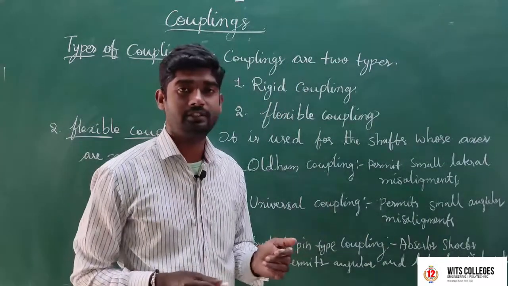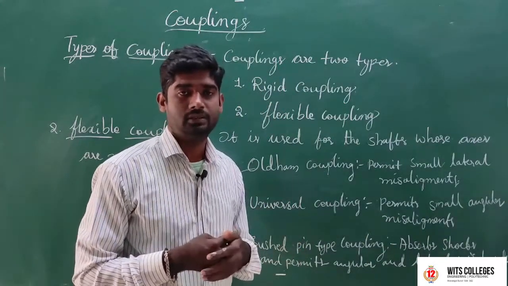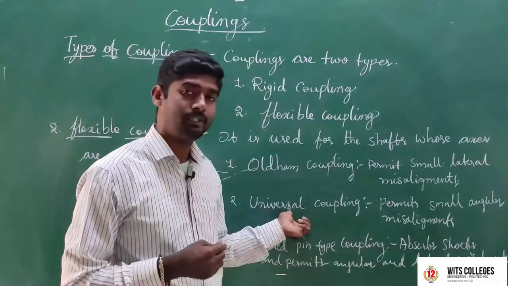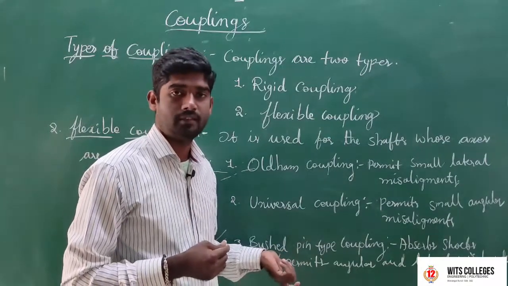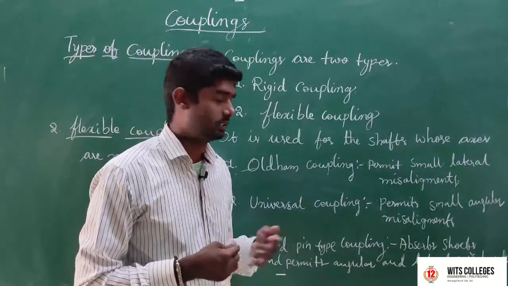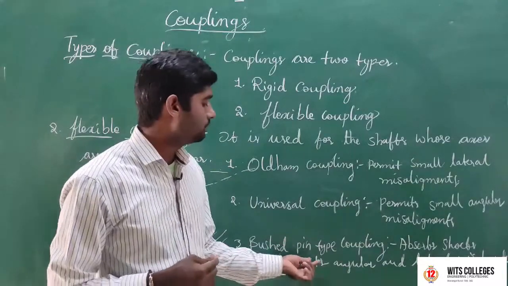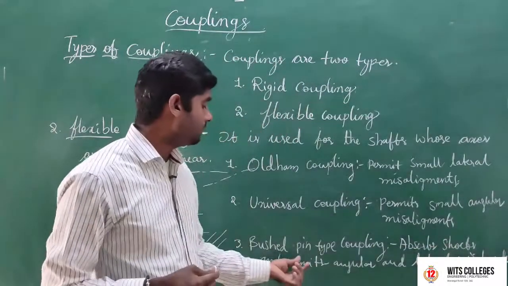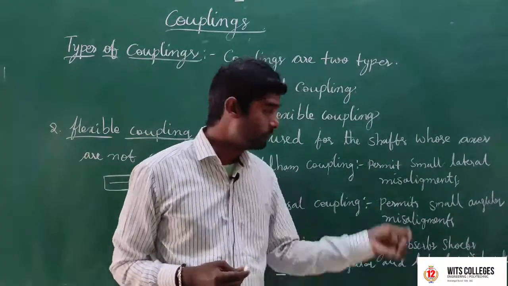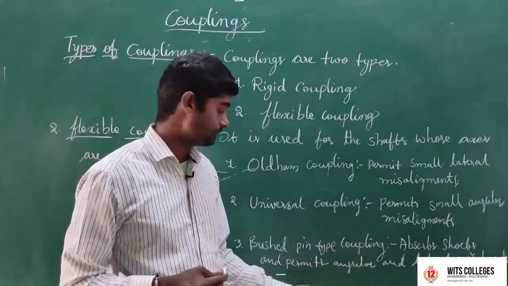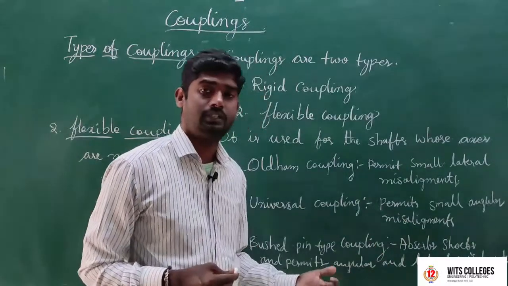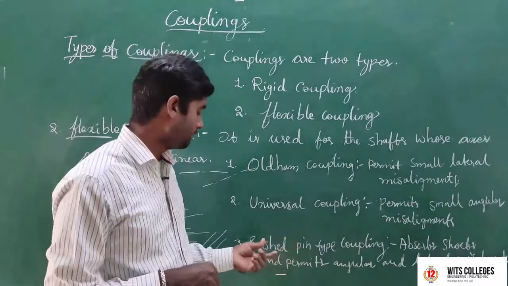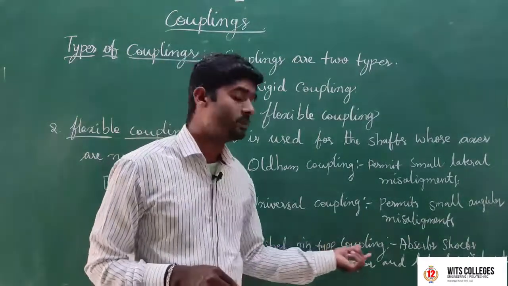In vehicles there is a coupling, and for that type of coupling we use a universal coupling or a bushed pin type coupling. There are shock absorbers as well. That type of coupling is the bushed pin type coupling. It absorbs shocks and permits both angular and lateral misalignment.  This type of coupling is the bushed pin type coupling.